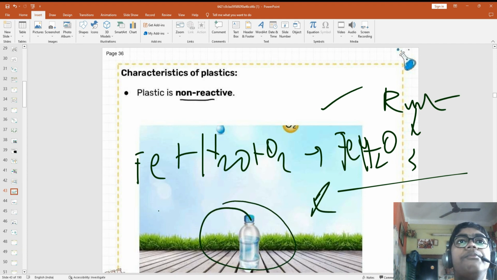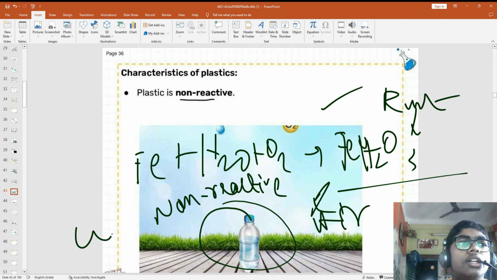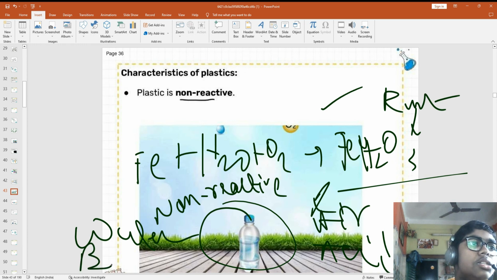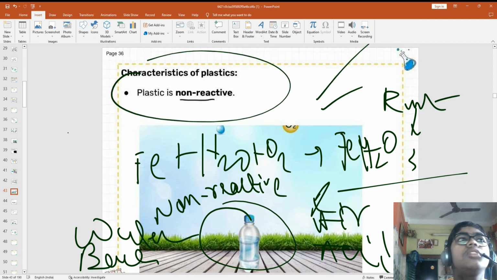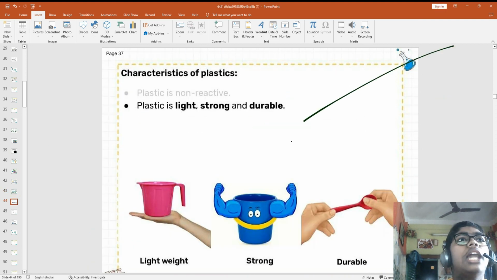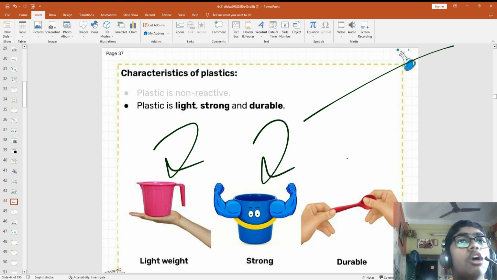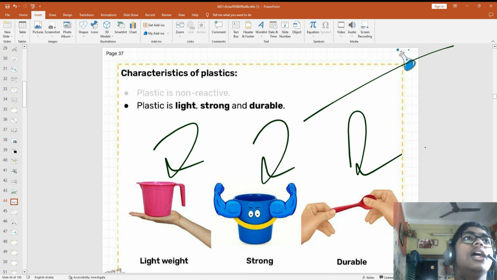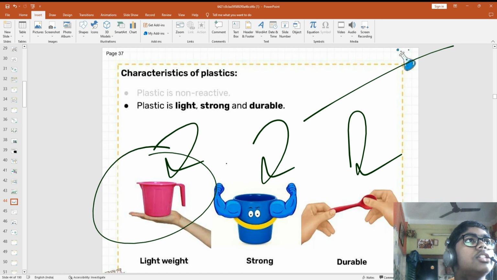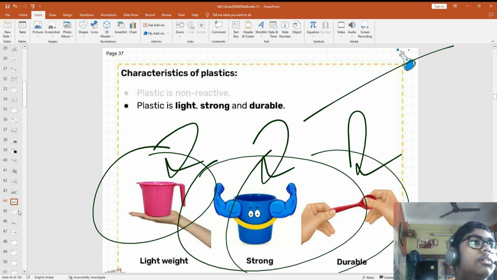Sorry, it is a non-reactive thing because it does not react with air, it does not react with water, it does not react with acid, it does not react with bases. So it's good to use, right? In laboratories we can use it, everywhere we can use it. So the first characteristic understood is non-reactive. It is lightweight, strong, and durable. Three things: lightweight, strong, and durable.